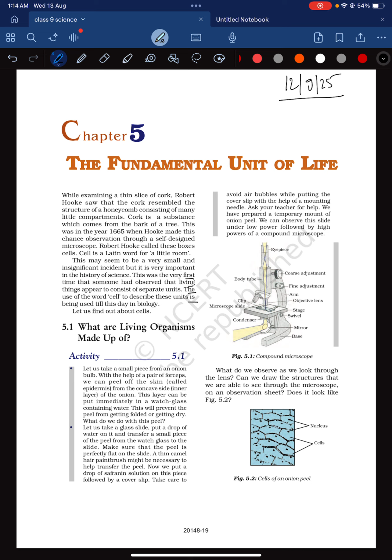Today I teach class 9 science, chapter number 5. The fundamental unit of life is about cell. Before starting the chapter, I will explain on a blank paper a summary of this chapter.